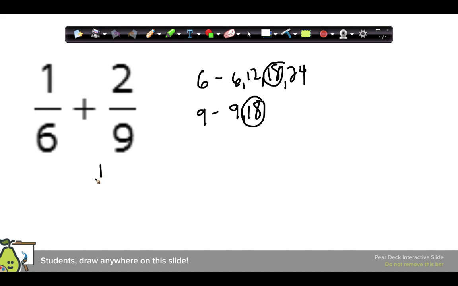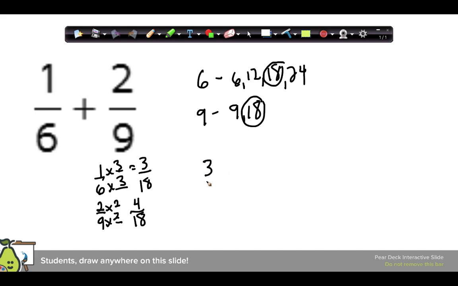So I'm going to change 1/6. Something times 6 is equal to 18. We'll multiply by that same multiplier to get our numerator, 6 times 3. So that's 3/18. Do the same thing for 2/9. 9 times something is equal to 18. 9 times 2. So we're going to do 2 times 2, that's 4/18.